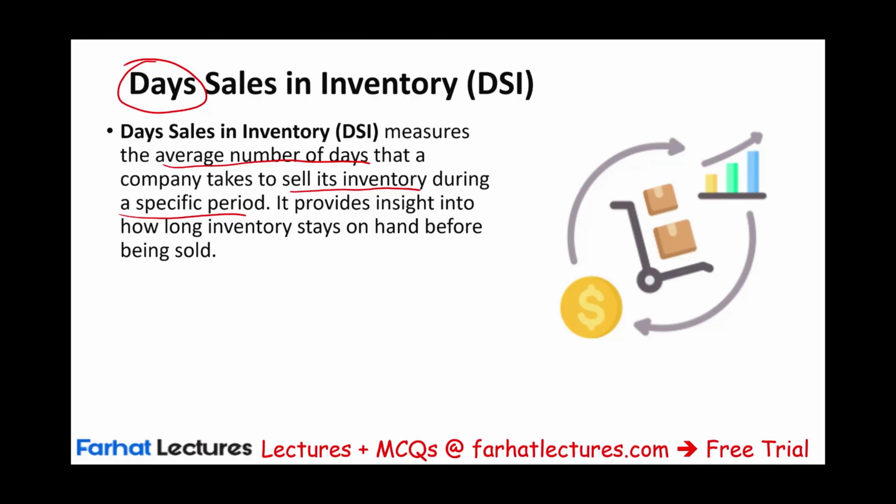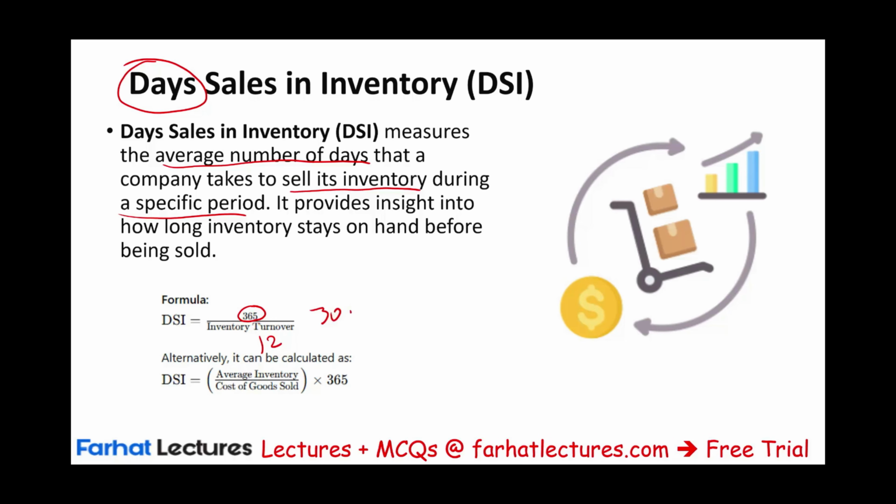That's a good measurement. I like that. It's easier to understand than inventory turnover, and it's very easy to compute. Once you compute inventory turnover, you take 365 divided by inventory turnover. If you remember, our inventory turnover was 12, and 365 divided by 12 gives you 30.5 days. I'm going to put it as 31 days.